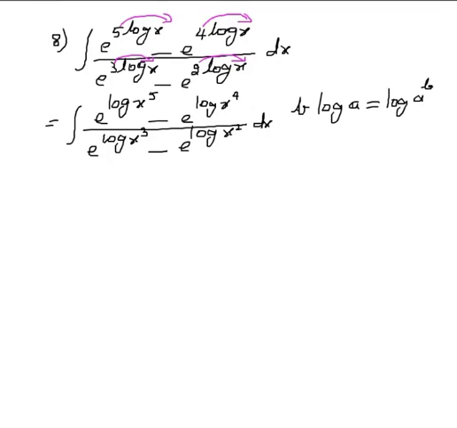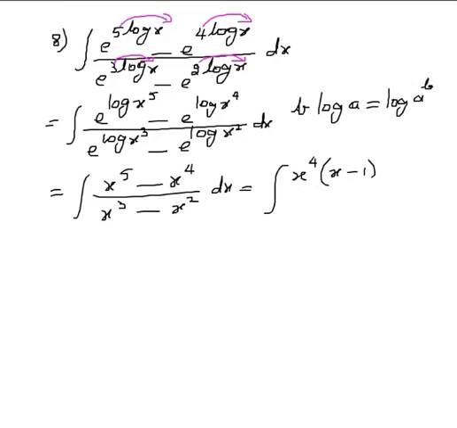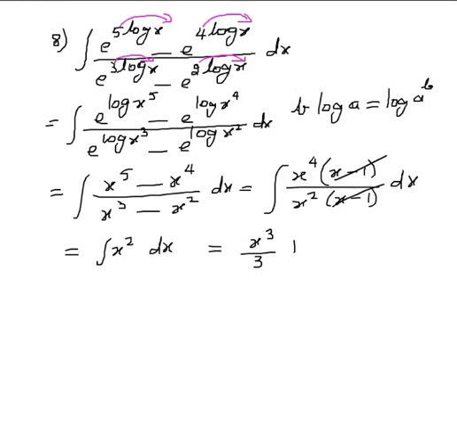And we know that e and log are inverse functions. They cancel each other. Therefore, it becomes x power 5 minus x power 4 divided by x cube minus x square, dx. In the numerator, x power 4 is common, and in the denominator, x square is common. These two are getting cancelled, and x power 4 divided by x square is x square. It has become a very simple function, and the integral of x square is x cube divided by 3 plus c.